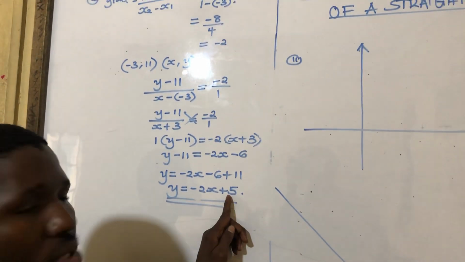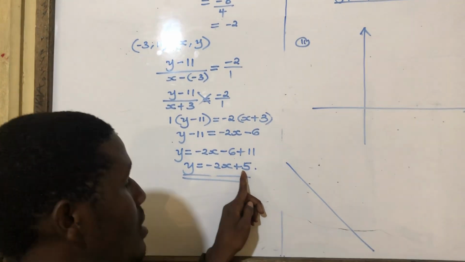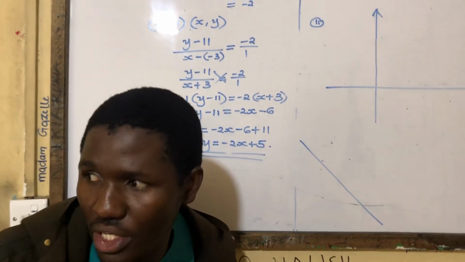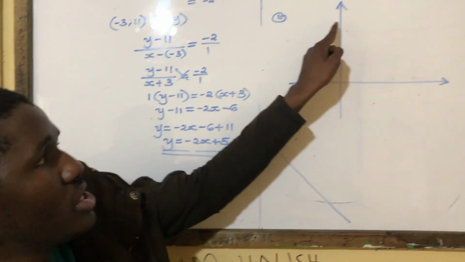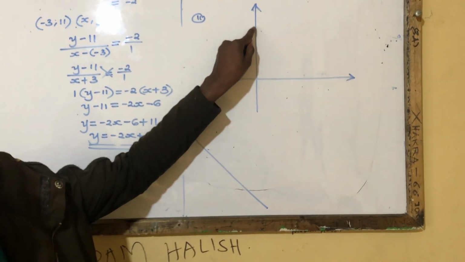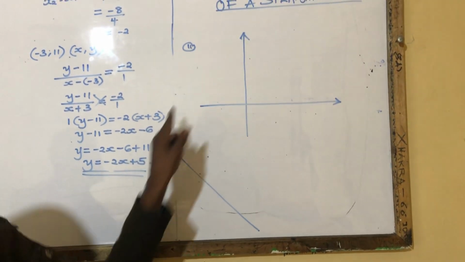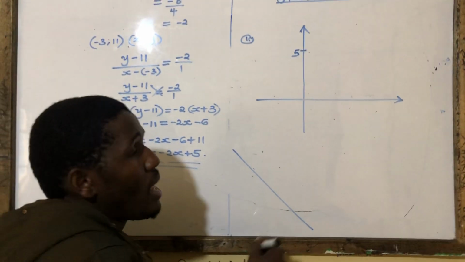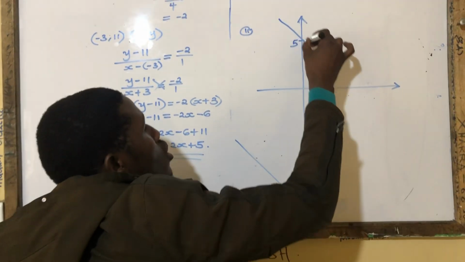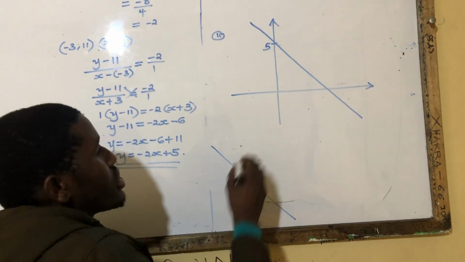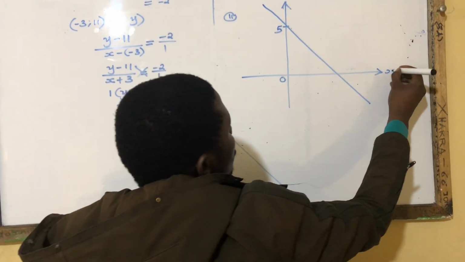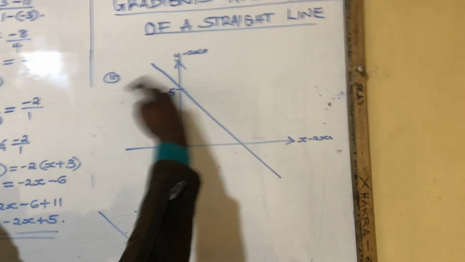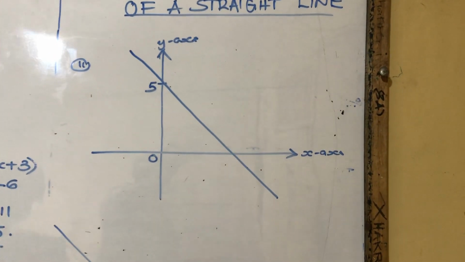Then what does this 5 communicate to us? The 5 is what I call the y-intercept. What does it communicate? It tells us the point where our line would be cutting the y-axis. So this line is expected to cut the y-axis at 5. And this line is expected to slope downwards. This is how your sketch would look like. That is the origin. We have the x-axis and the y-axis. This is how the sketch would look like.